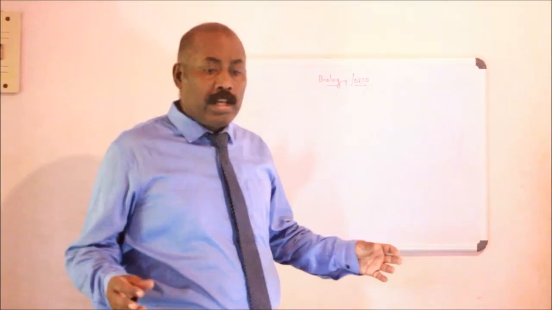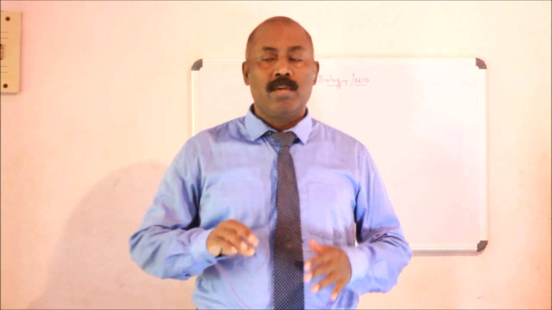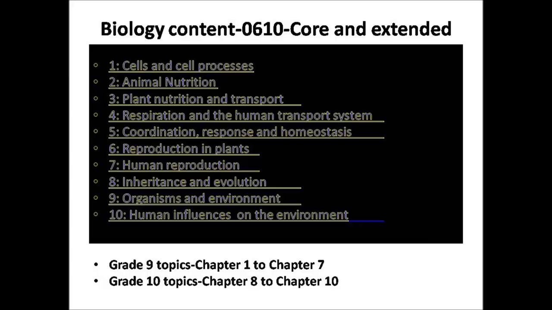For this biology course, for both core and extended, there are 10 major topics. The topics are cells and cell processes, animal nutrition, plant nutrition and transport, respiration and the human transport system, coordination, response and homeostasis, reproduction in plants, human reproduction, inheritance and evolution, organisms and environment, human influences on the environment.